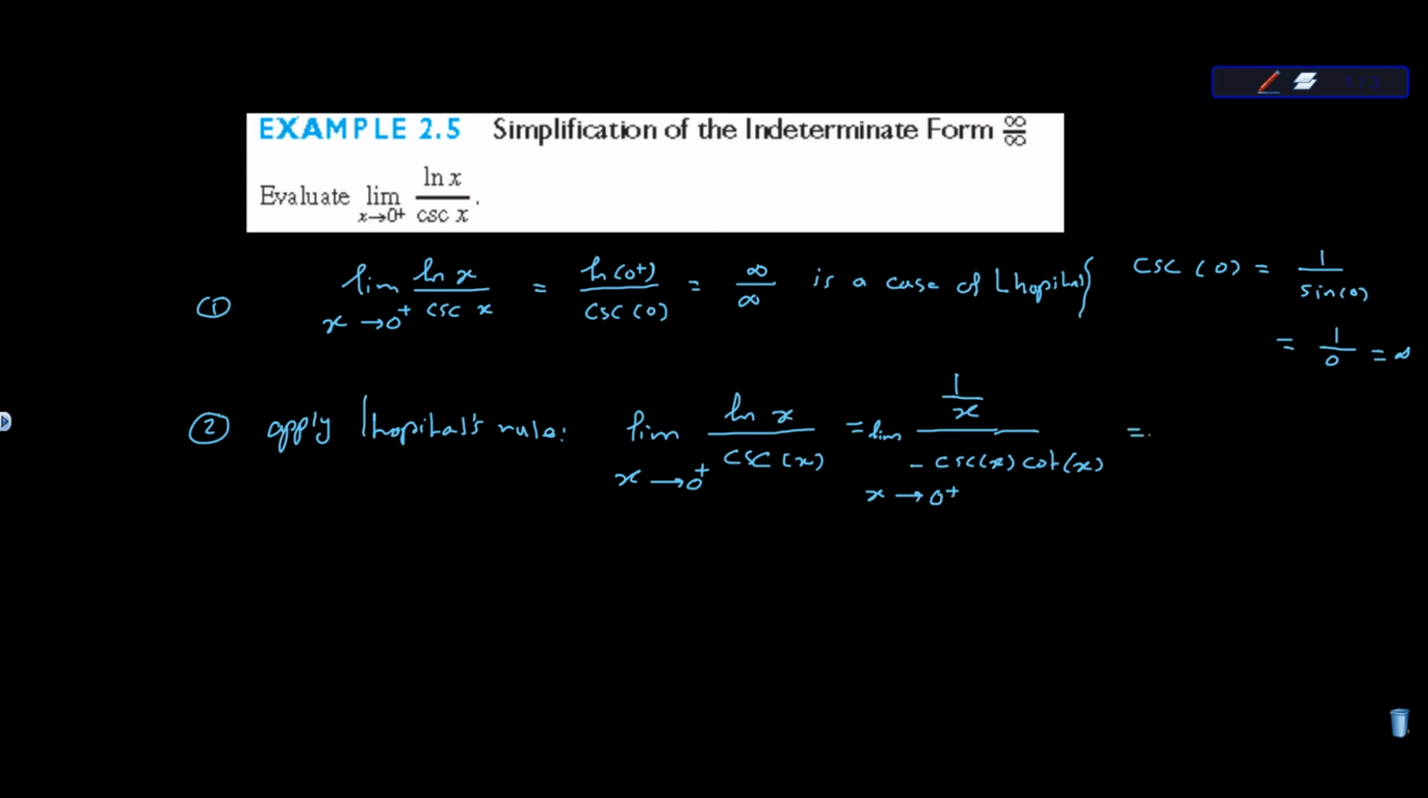Now we can substitute here. The second step, substitute x by 0. Let me show you this. This is equal to 1 over 0 minus csc 0 times cot 0. This is equal, I think, to infinity, since csc 0 is 1 over sine 0, and cot 0 is cosine 0 over sine 0. So I think also infinity.